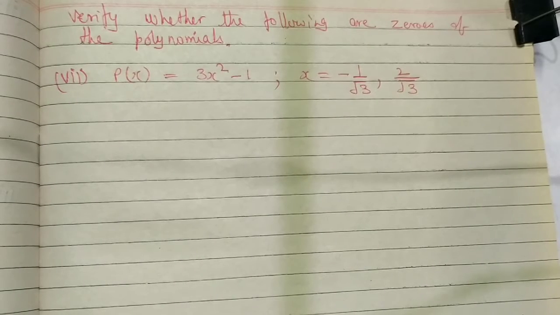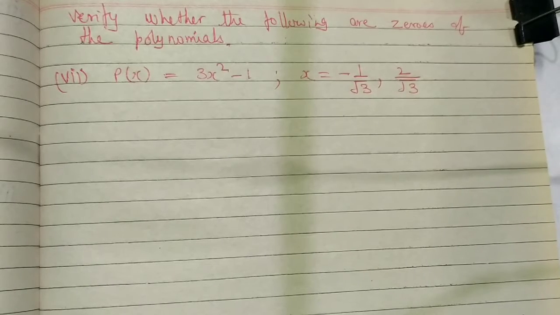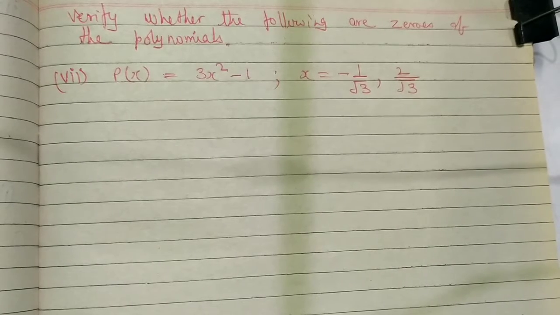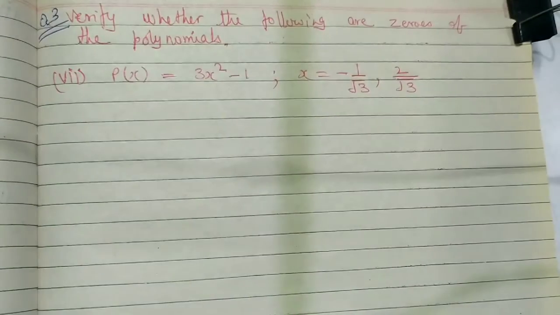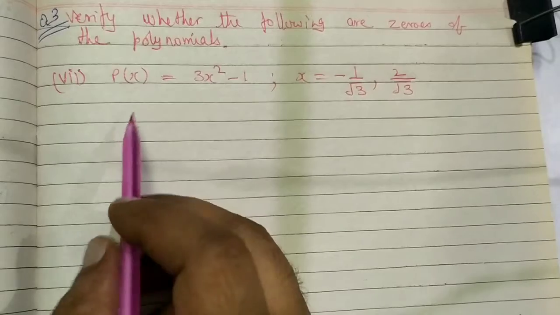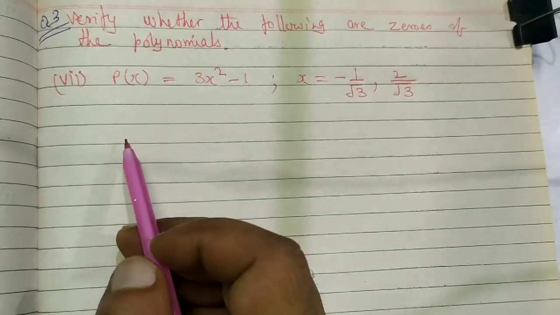Hello students. Today we are doing the seventh part of question number 1, class 9, chapter 2, maths, and the name of the chapter is polynomials, right? So it is exercise 2.2, question number 3. Okay, so let's begin without wasting any time. Let's begin with the question.